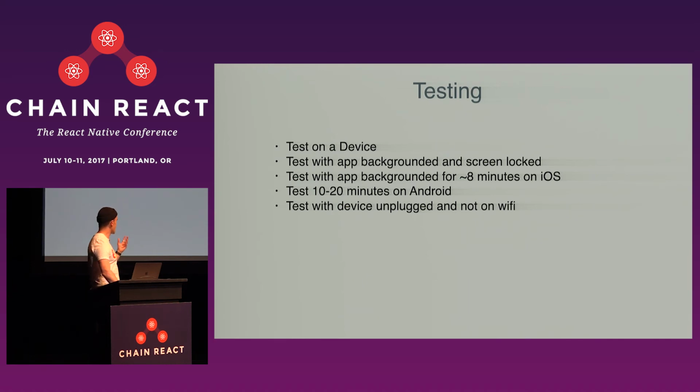So when you're testing anything that has to do with long-running background tasks, you need to test on the device. You need to test on the device with the app backgrounded and the screen locked. Locking the screen actually changes the behavior of this as well. You also need to test the app backgrounded. On iOS, about 8 minutes should do it. Android, 10 to 20 minutes. And you also want to test on a lot of different Android devices. I know fragmentation is a bitch. And you also need to test with the device unplugged and not on Wi-Fi, because if you're relying on network connectivity, that can be affected as well. So always test on real hardware if you're doing this.